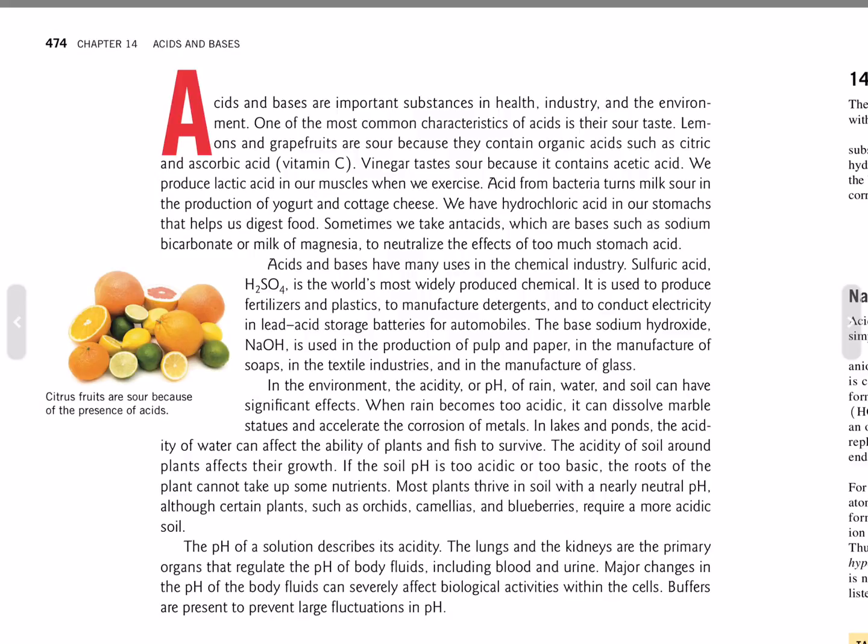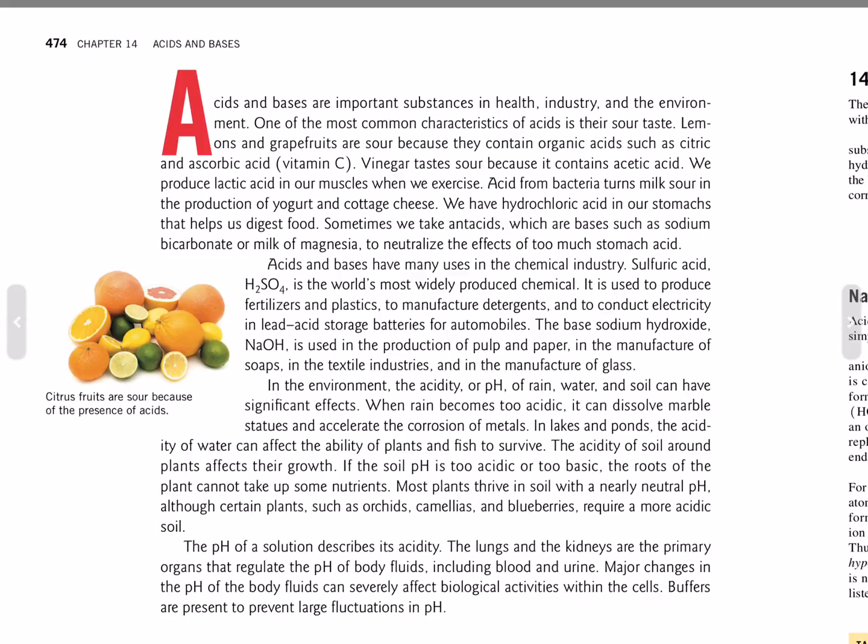Acids and bases have many uses in the chemical industry. Sulfuric acid is the world's most widely produced chemical. It's used to produce fertilizers and plastics, to manufacture detergents, and as the electrolyte in lead-acid storage batteries for automobiles. The base sodium hydroxide is used in the production of pulp and paper, in the manufacture of soaps, in the textile industry, and in the manufacture of glass.